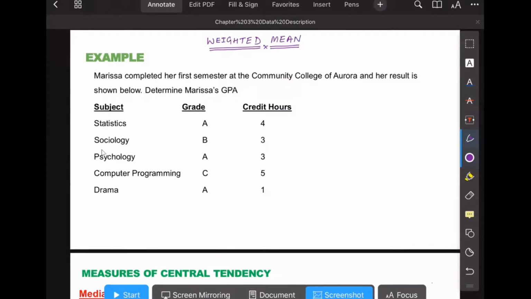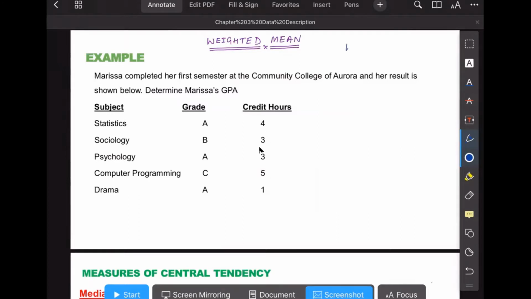So here you have the subjects: statistics, sociology, psychology, computer programming, and drama. And then the grades are given here, A, B, A, C, A. And then the credit hours are given, 4, 3, 3, 5, 1. So we need to find the GPA, and always remember GPA is the weighted mean.